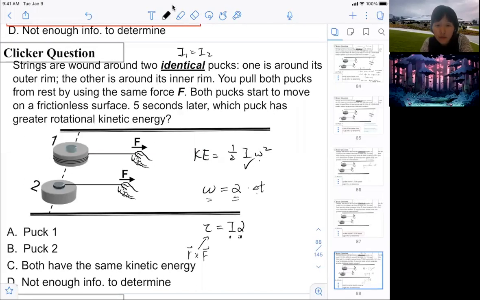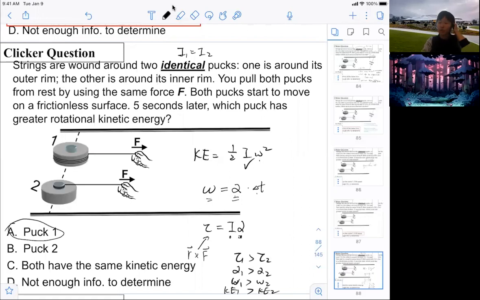One has more torque because it's being pulled at a further distance away from the center. Very good. One has a bigger lever arm R, so it's a bigger torque. So torque 1 is bigger than torque 2, then alpha 1 is bigger than alpha 2, which means omega 1 is bigger than omega 2, and eventually kinetic energy 1 is bigger than kinetic energy 2. So A is correct.